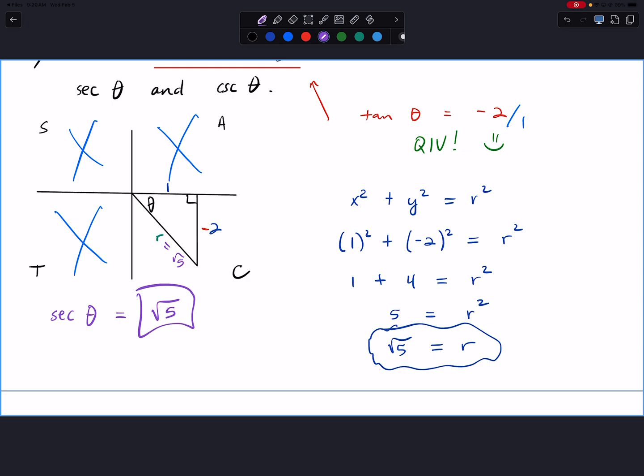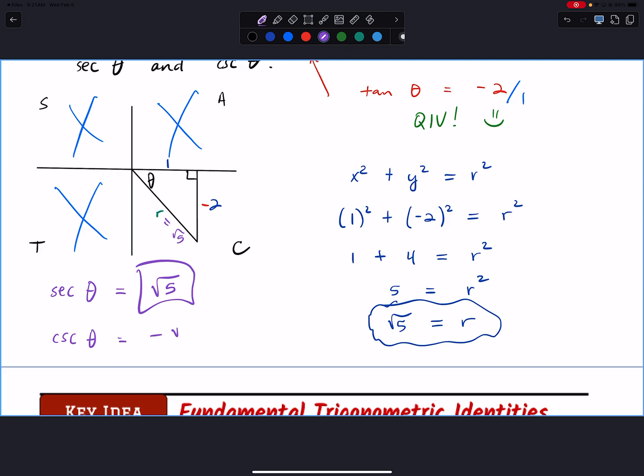Okay, cosecant is going to be the reciprocal of what? Sine. So sine is opposite over hypotenuse, but since I'm doing the reciprocal, it's going to be hypotenuse over opposite. So it's going to be negative root 5.